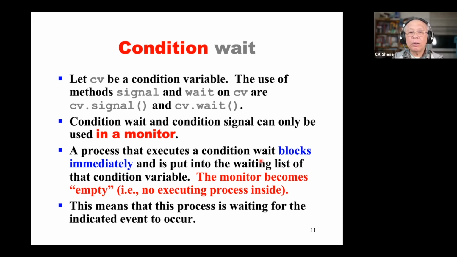The wait method is so simple. A process that executes a condition wait blocks immediately. A process inside a monitor executes a condition wait. It waits immediately, and that process will be put into the waiting list of that condition variable. That is, that process is no more executing in the monitor, so the monitor becomes empty.